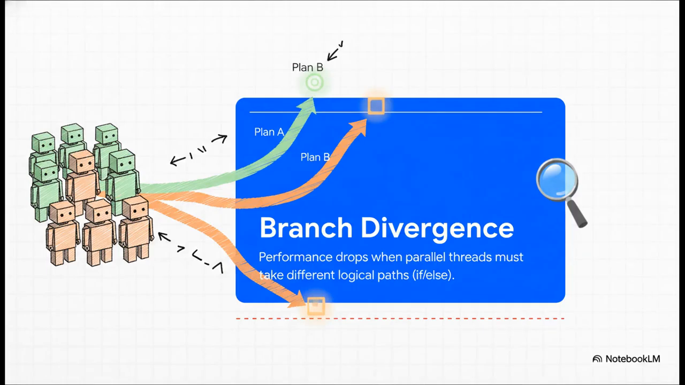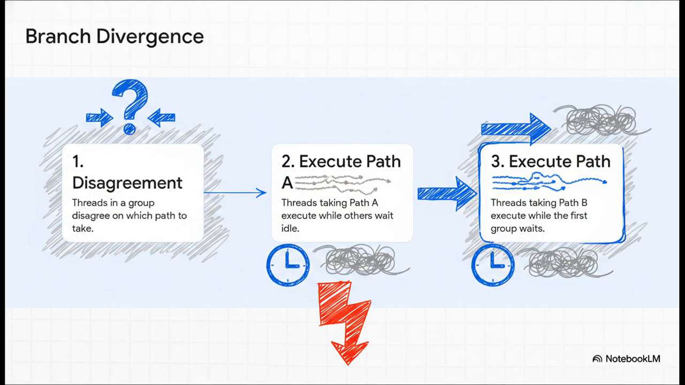But this army of agents has a weakness, a real Achilles heel, and it's called branch divergence. So what happens when some of the agents in a group need to follow plan A, but the other agents need to follow plan B? In the super parallel world of a GPU, this creates a major traffic jam.